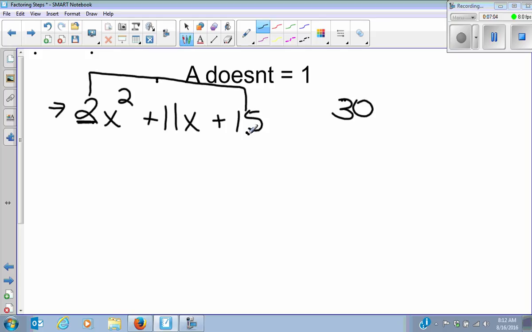But you remember how we used to do it when A was 1? I said I need 2 numbers that multiply to 15, but since they're same signs, they add to 11. Do you remember me doing that? Well, I can't do that because of this 2. The 2 screws everything up.